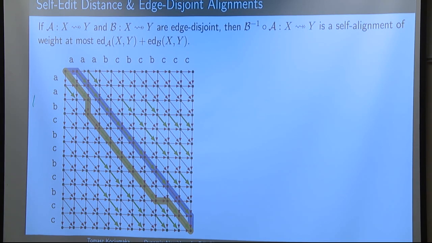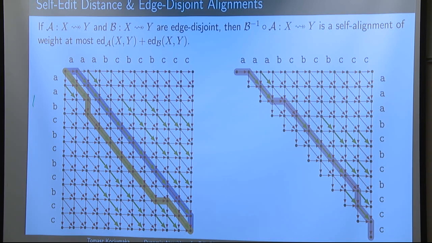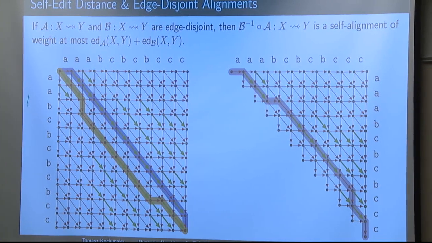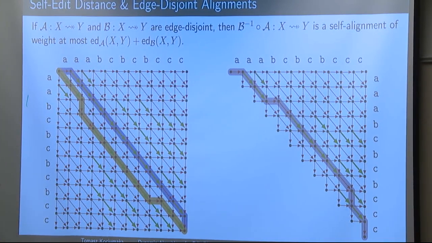So if you want to prove the triangle inequality for edit distance, you would need to take two alignments and compose them. And whenever you have two disjoint alignments, the composition will be a path satisfying the constraints we have imposed on the self-edit distance.